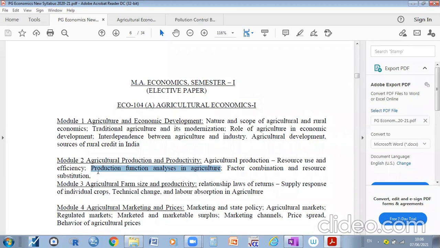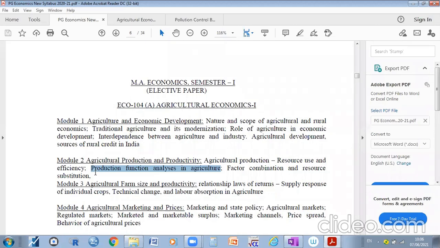When you were studying micro and macro economics, you studied the production function. So we will discuss the production function a little bit here also, and then how this kind of production function can be applicable in the agriculture sector, using agriculture examples, and how we can estimate the parameters or coefficients. We will discuss that later. And the other topic is factor combination and resource substitution.